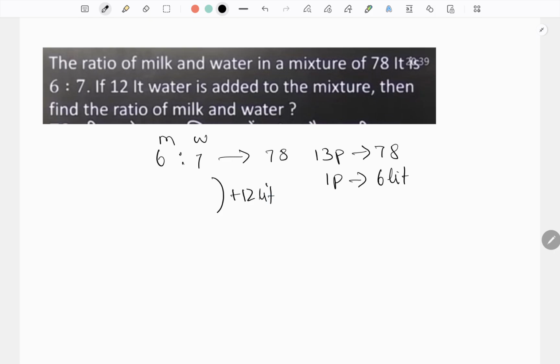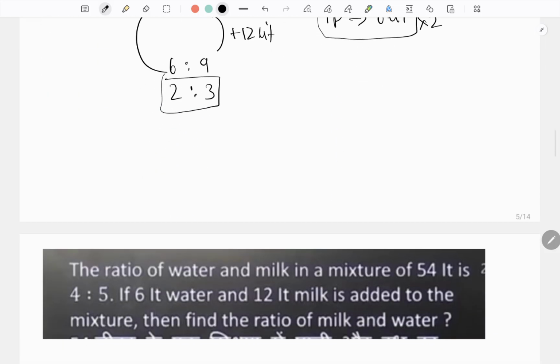Then find out the ratio of the milk and water. Now if you see this, one part is 6 liters. We are adding 12 liters, which means 2 parts. Simply this 6 will be the same. 7 plus 2 is 9. That will be 3 2s, 3 3s. So this will be the ratio.